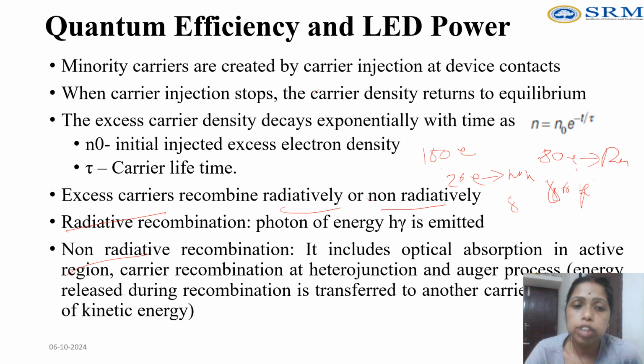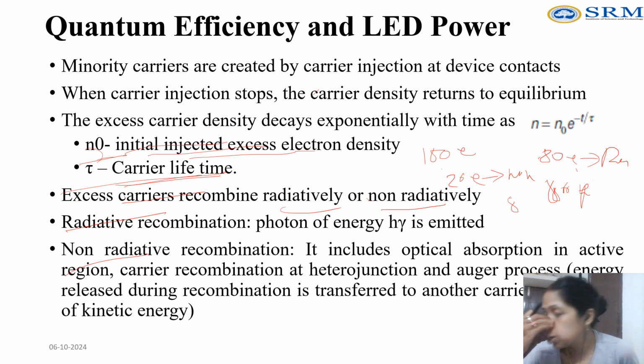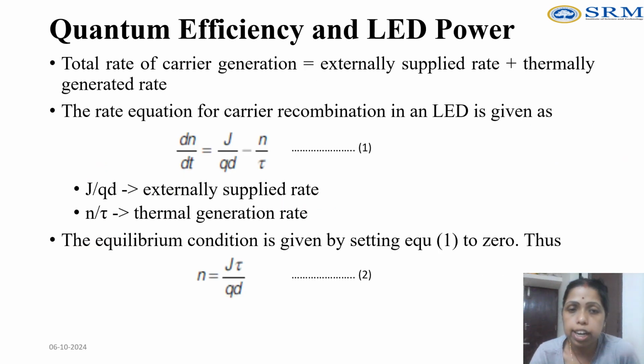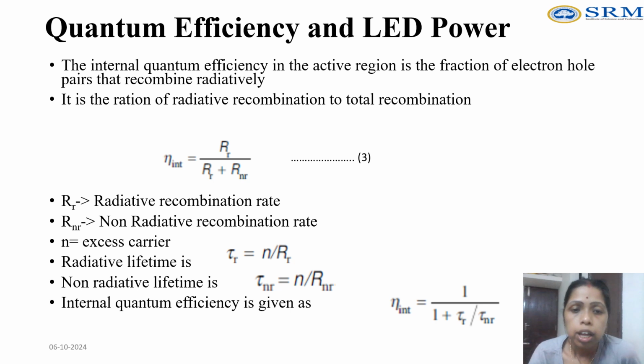There is one term, the carrier lifetime, and N naught, the initial injected electron density, that is, how many electrons are injected. Tau is the carrier lifetime: after injection of the electrons, the electrons and holes should recombine, and that duration is called the carrier lifetime. Here I am going to explain one derivation regarding the quantum efficiency.